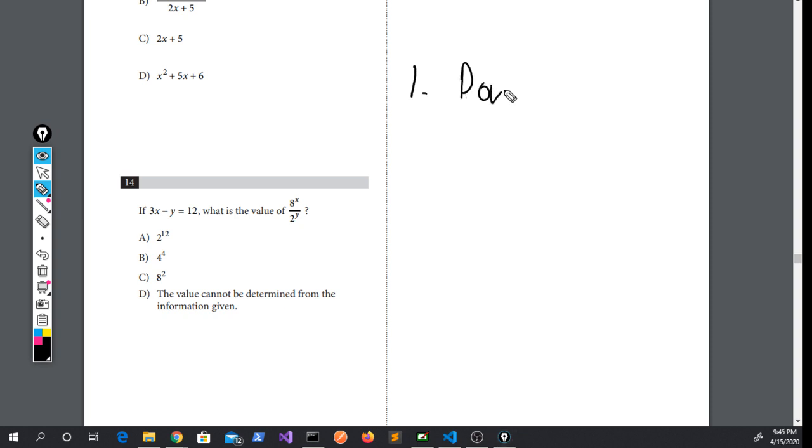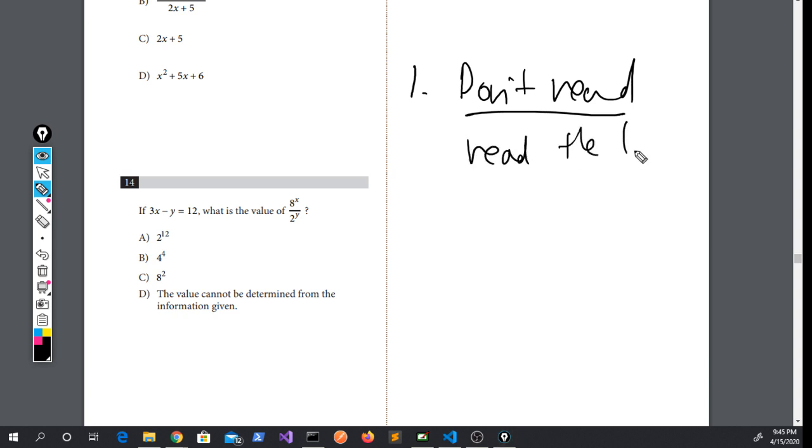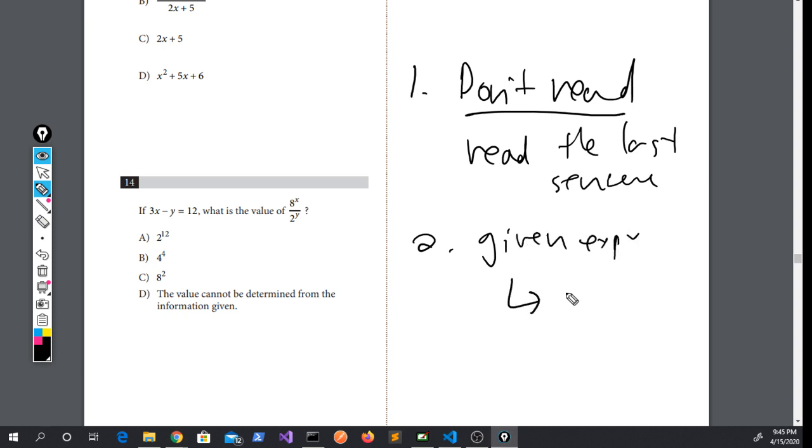Don't read. I mean, you've got to read. Just read the last sentence, right? Compare the given expression to the expression that you're looking for. That's about it. That's the main tip that I can give for hacking the SAT.